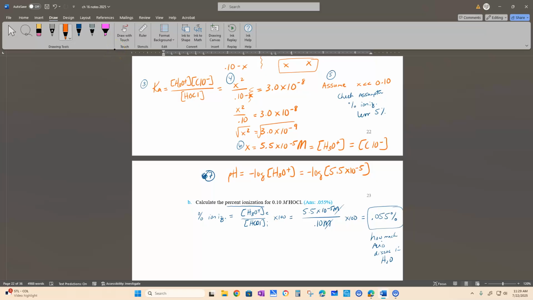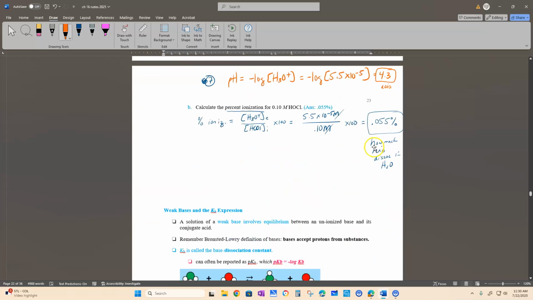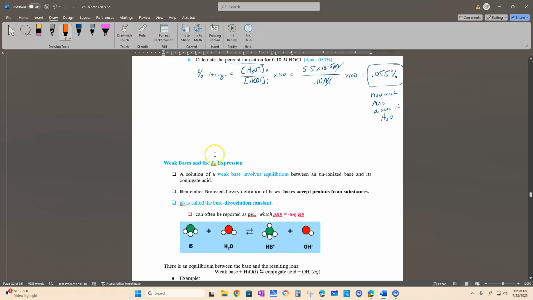So negative log 5.5, E button negative 5. And to 2 sig figs, I'm going to get about 4.3. This should make sense because remember, this was an acid that just hit water. And according to our answer, 4.3. There it is. If you can do weak acids, you can do weak bases.